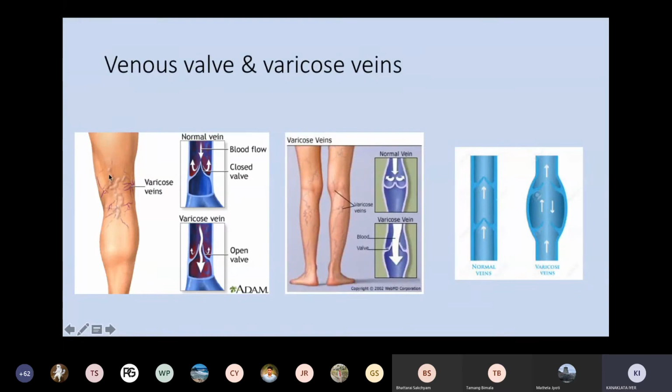Here you can see dilated and tortuous veins. These are called varicose veins. Now, the normal mechanism of a vein is like this. This is a valve which will open from the distal towards the proximal side. When it closes, it holds this column of blood and does not allow it to come back.